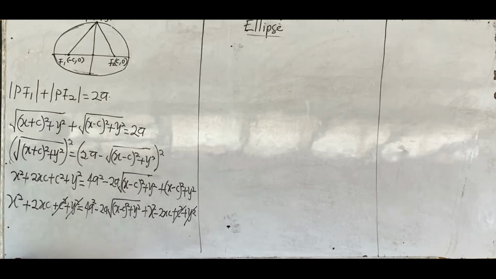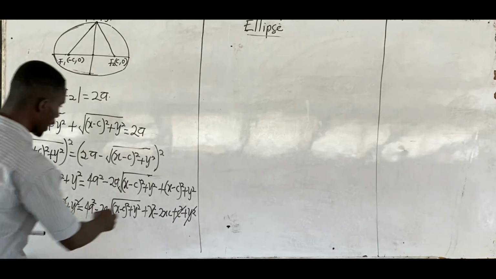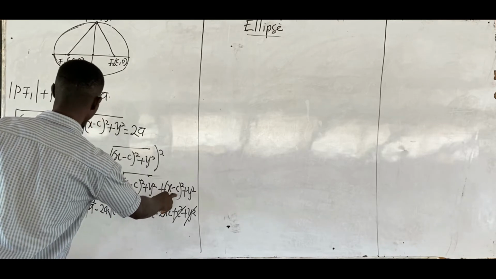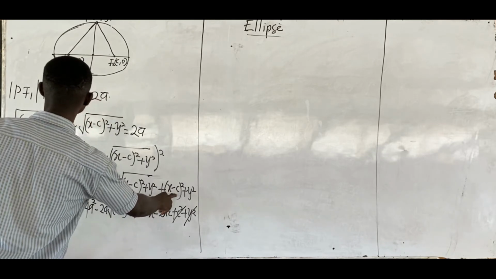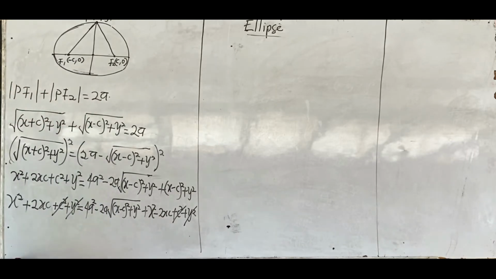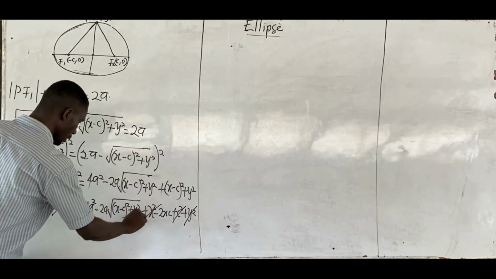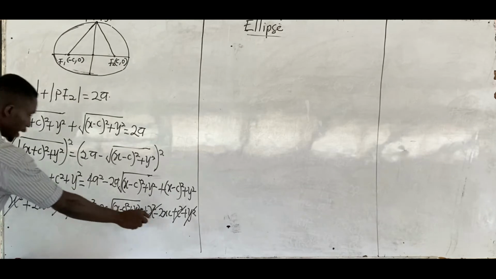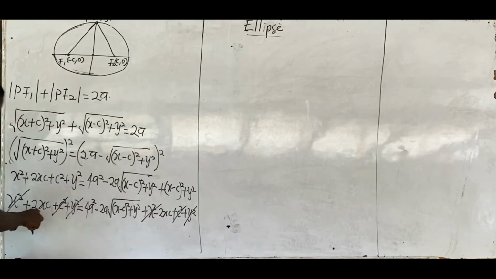Now, here we have x squared minus 2xc plus c squared. And here is also positive. So that if this one comes here, it will be negative. X squared here will cancel x squared. So negative 2xc plus this 2xc will give us 4xc.